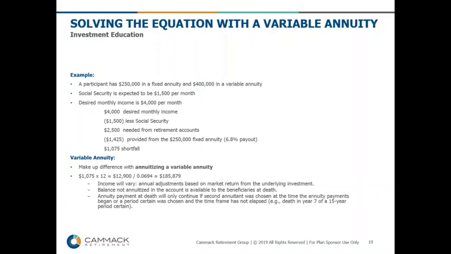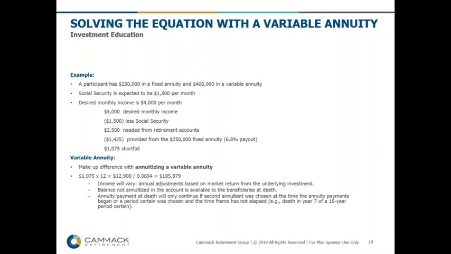Now here's an example where we have the same situation, but we're going to solve it with a variable annuity. The participant needs $4,000 a month. They're getting $1,500 from Social Security. They're getting $1,425 from their fixed annuity. They need $1,075. So with the variable annuity, you could actually move $185,879 in my example over to the fixed annuity, and you wouldn't move it over. You would just annuitize. So you're going to annuitize the variable annuity.